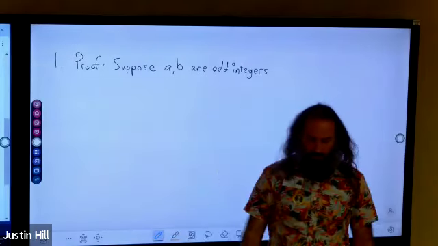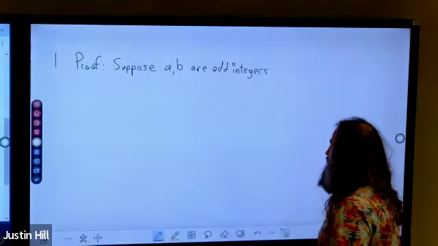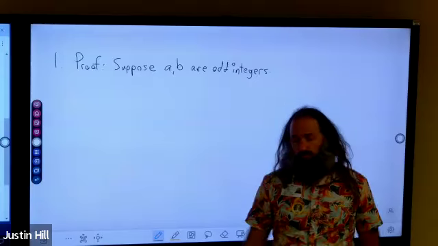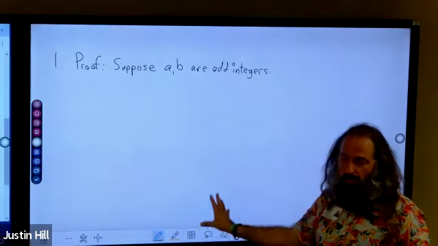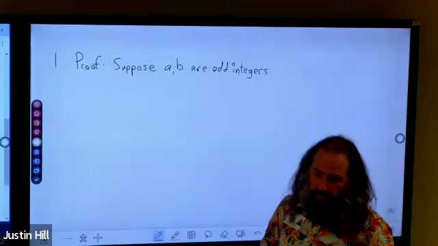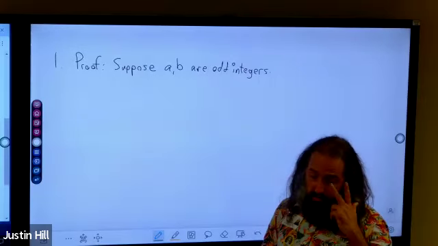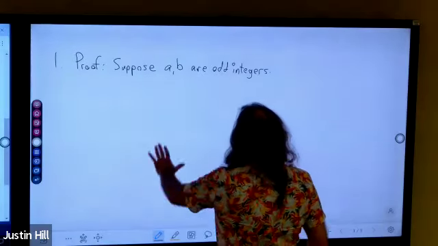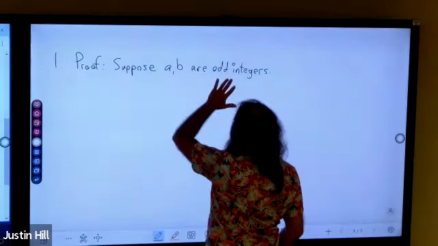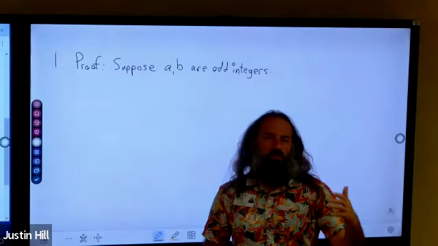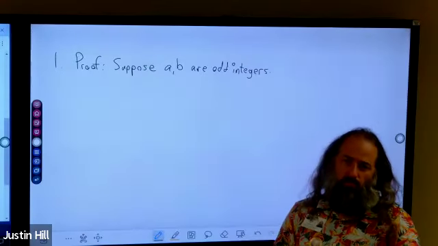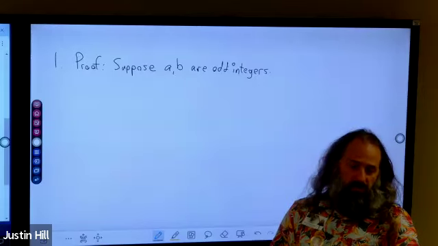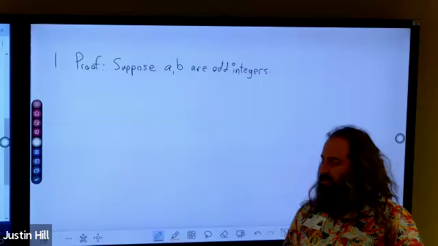Assume those are odd integers. And that's our hypothesis. So suppose A and B are odd integers. Now from there, almost always on our direct proofs, once we introduce our characters and some quality about those characters, what do we tend to always do after that line? Good.